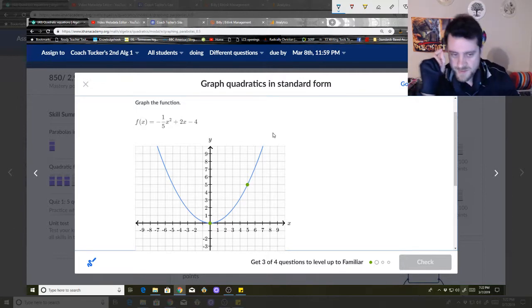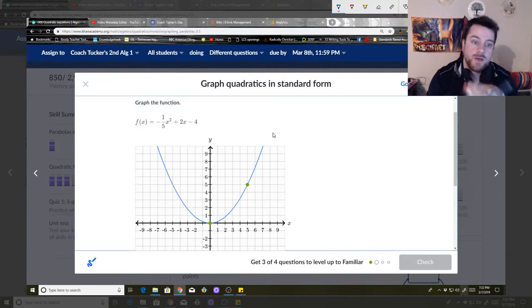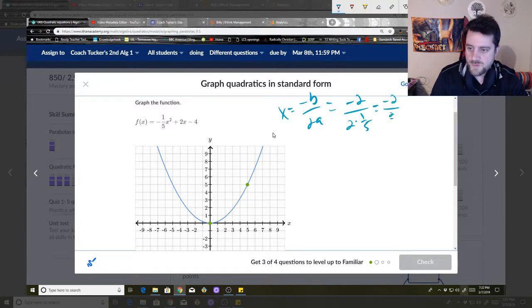But the second method you can use, you can complete the square and get it in vertex form. I would never complete the square if a is not 1 though. Since this a is not 1, I'm going to do the thing I just told you. I'm going to find my axis of symmetry. So x equals negative b over 2a. That is negative 2 over 2 times 1/5. That is negative 2 over 2/5. But dividing by a fraction is the same thing as multiplying by its reciprocal. So the 2's cancel. Negative 5 is my x.